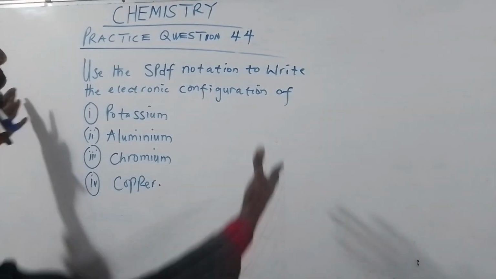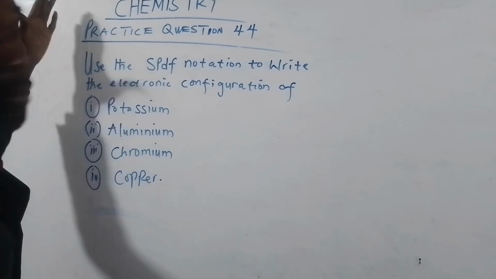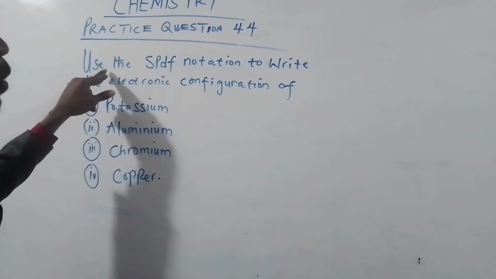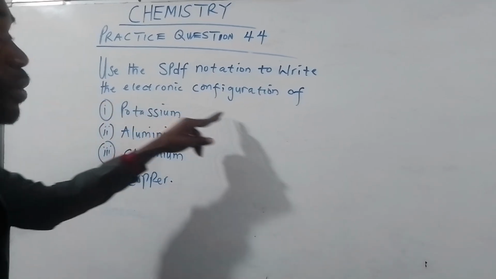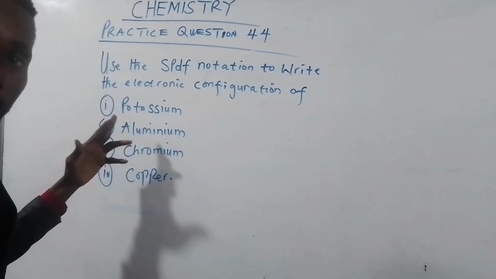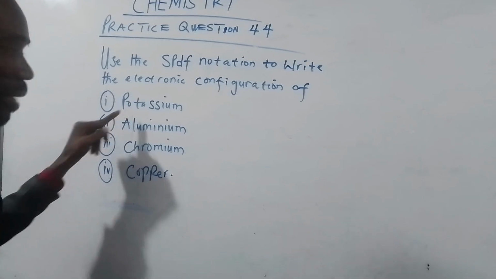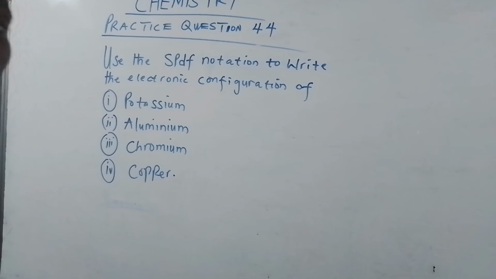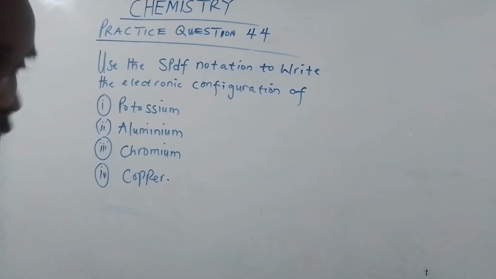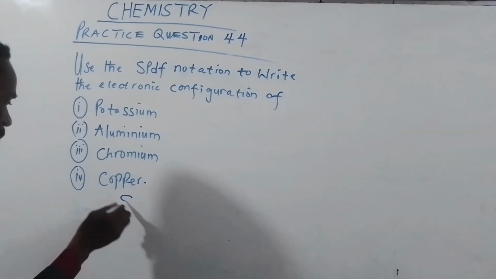Teaching series. Today we have a very simple problem here in chemistry. Use the spdf notation to write the electronic configuration of the following: potassium, aluminium, chromium, and copper. Use the spdf notation. Solution.